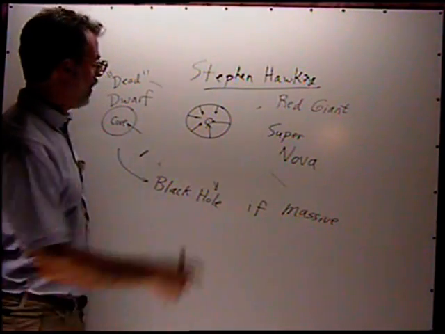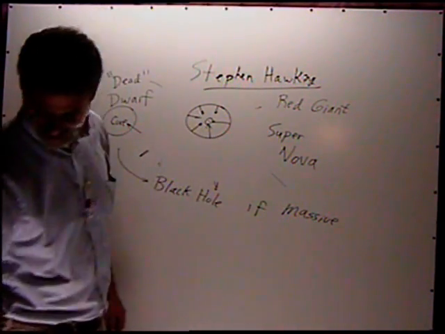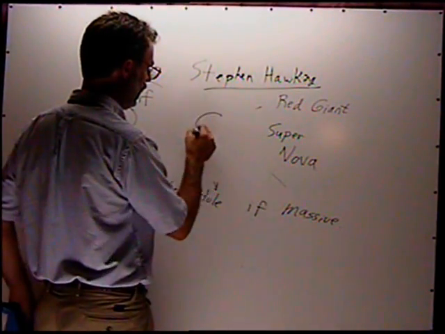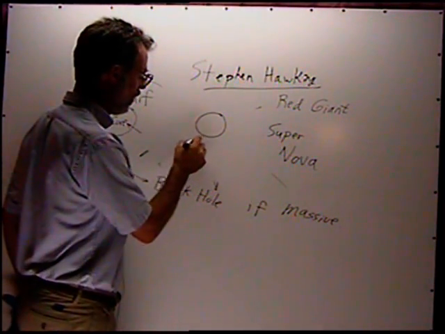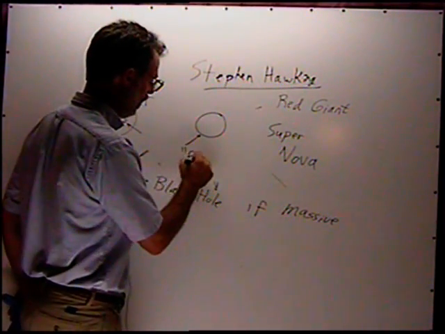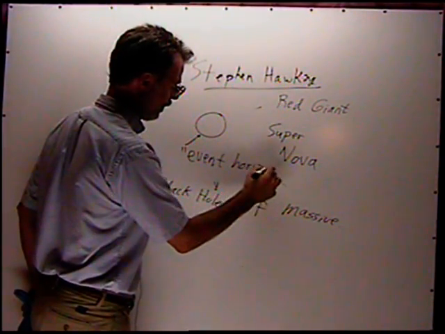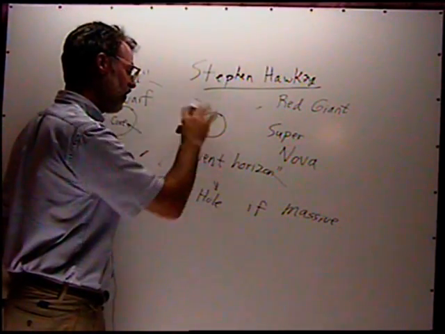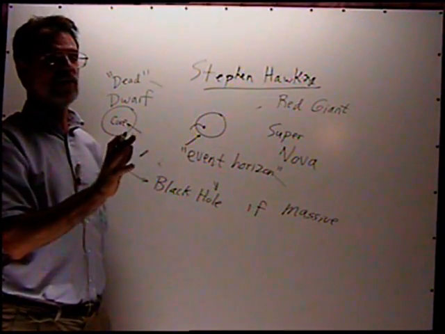So now, what makes a black hole black? Here you have a black hole, let's say, and when we draw a black hole, really what we're drawing is what we call the event horizon. It's a boundary. Once you cross that boundary, there's no going back.